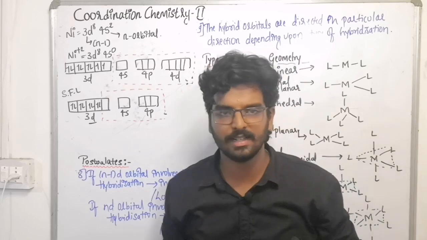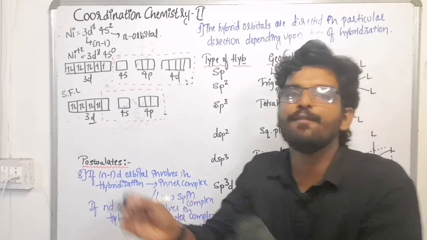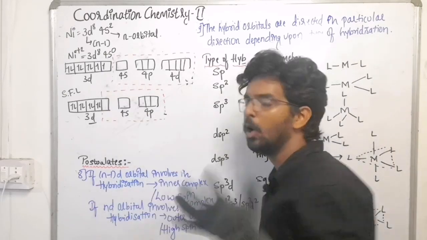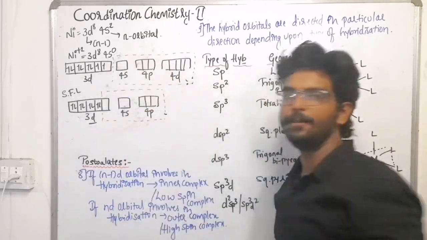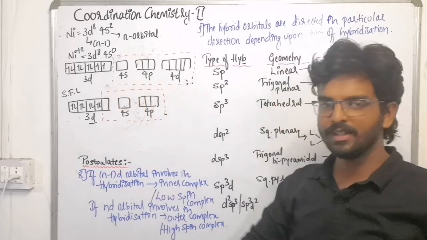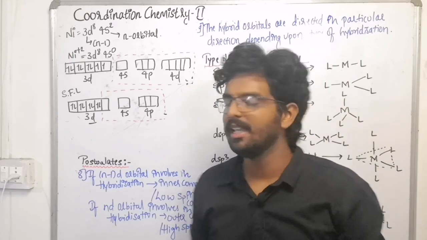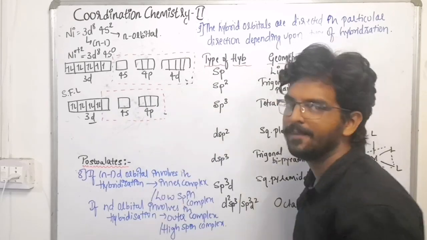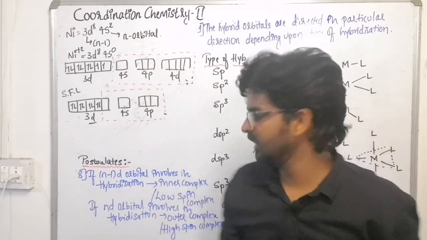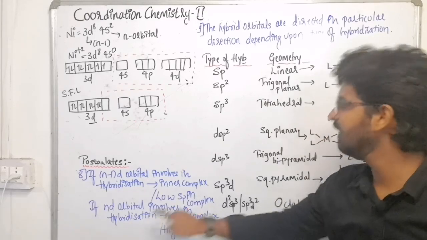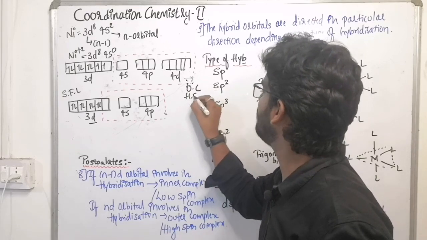Now the first case, let us consider the Ni+2 state under the influence of weak field ligand. If there is a weak field ligand, no pairing of electrons takes place. The unpaired electrons of the d orbital remain as such only. After that, we need to proceed for hybridization. Now for hybridization, you require empty orbitals. Here the empty orbitals are 4s, 4p and 4d. Here the 4s is called the nth orbital. That means the nth orbital is involved in the hybridization. If the nth orbital is involved in the hybridization, we call this type of complex an outer complex or high spin complex.